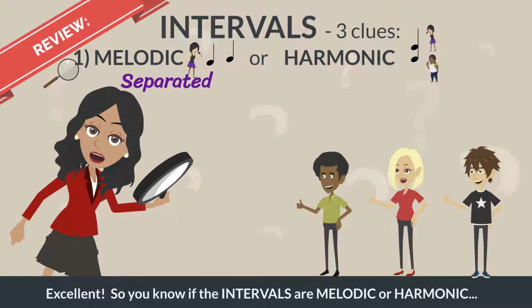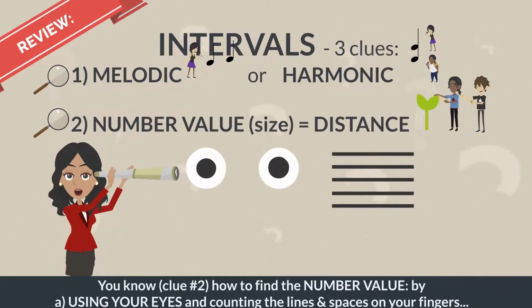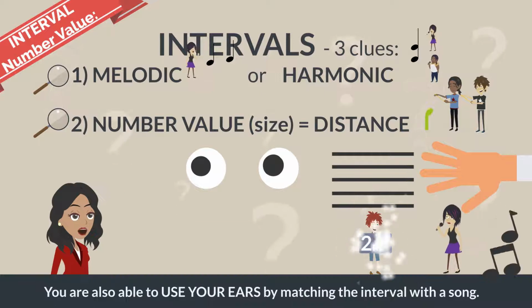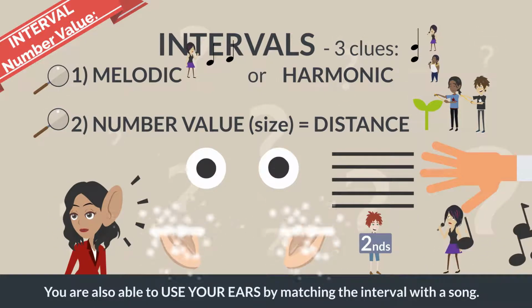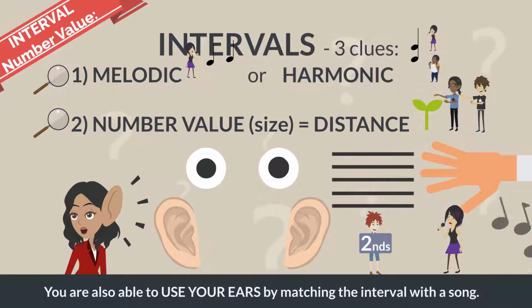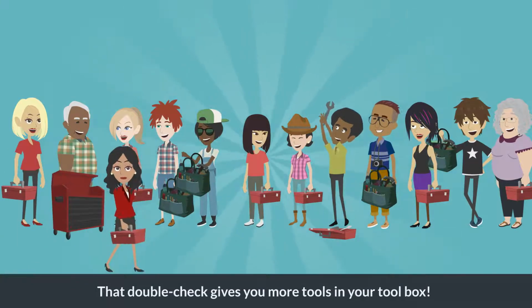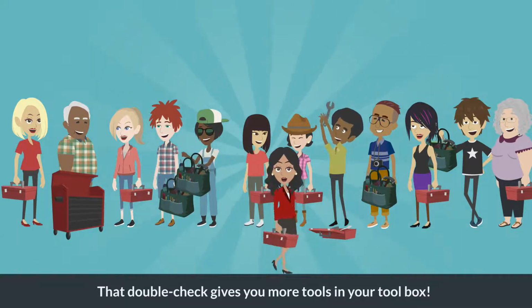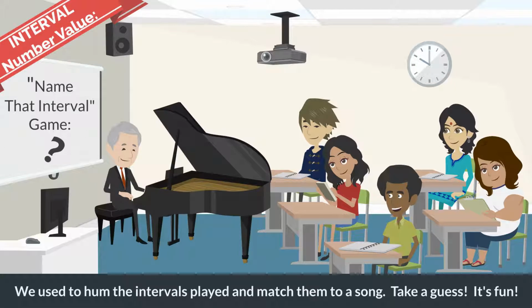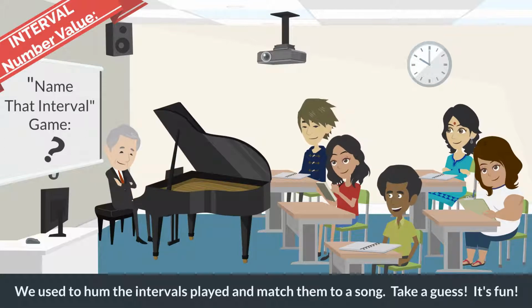Excellent. So you know if the intervals are melodic or harmonic. You know how to find the number value by using your eyes and counting the lines and spaces on your fingers. You are also able to use your ears by matching the interval with a song. That double check gives you more tools in your toolbox. We used to hum the intervals played and match them to a song. Take a guess, it's fun.